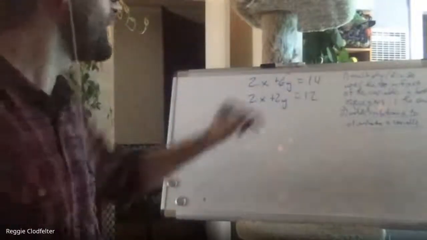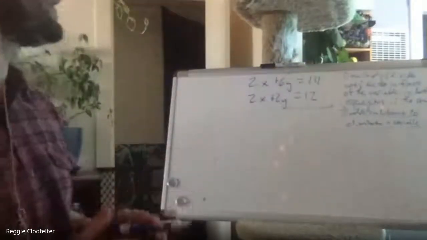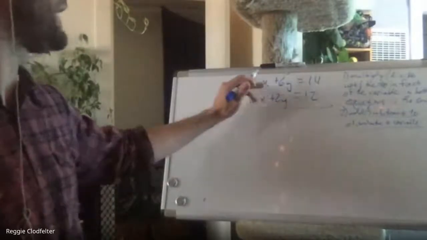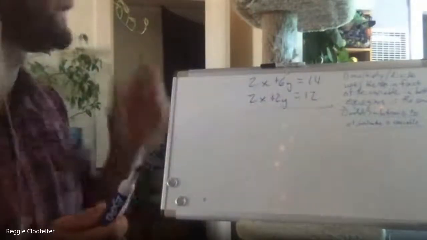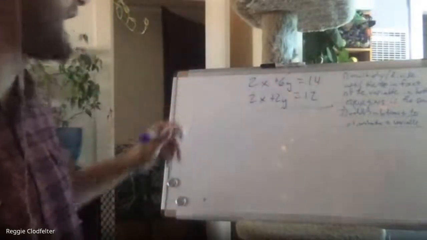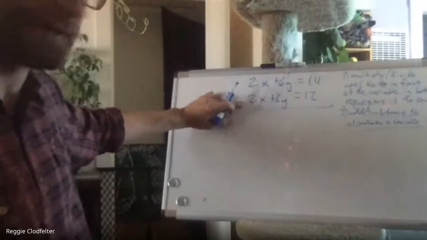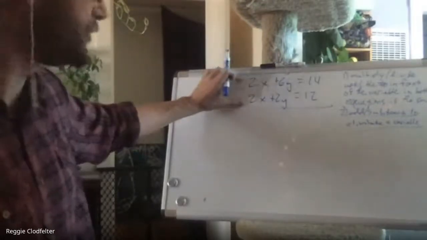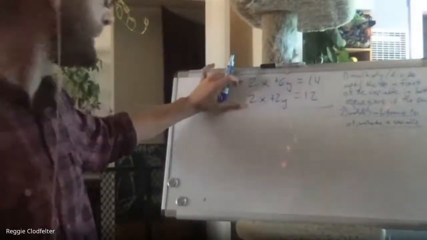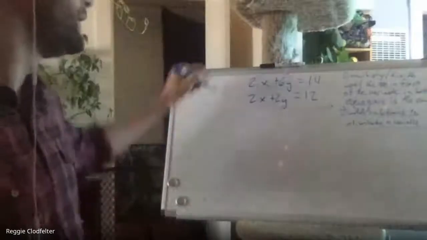Okay, so Nico, you are correct that since the 2x is already in both equations, I don't need to multiply or divide. Step one's done. Since they're both positive, do I add or subtract, Nico? Subtract? Exactly. If it was 2x and negative 2x, I could add them, because 2x plus negative 2x is 0.